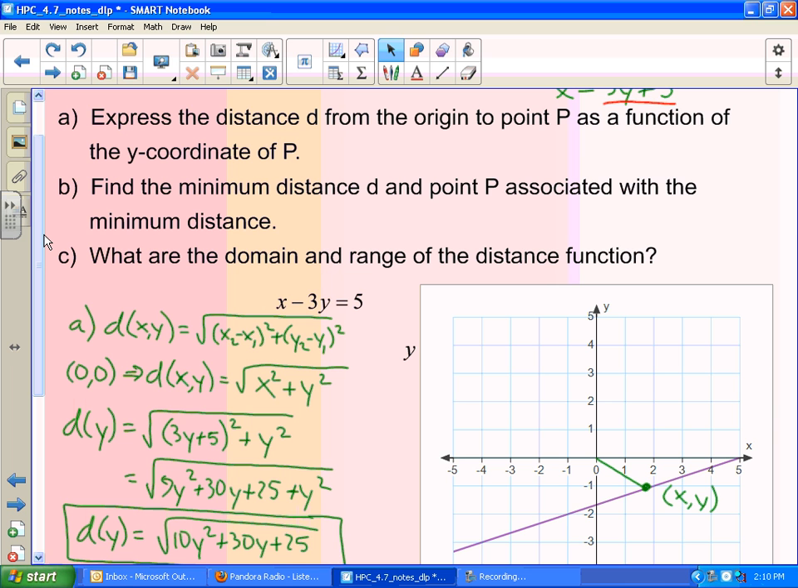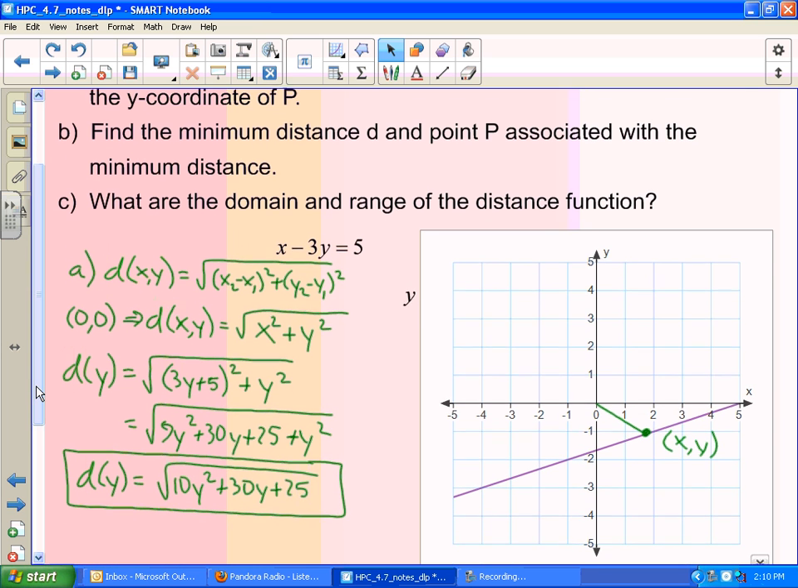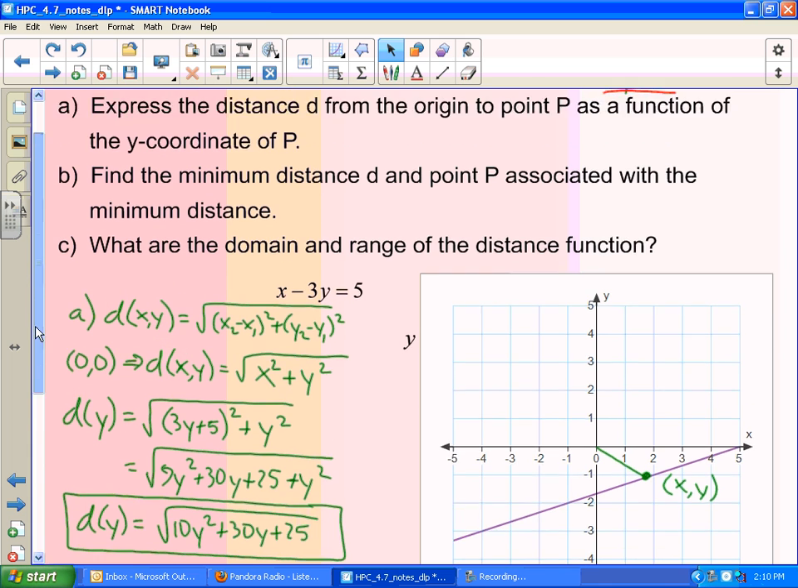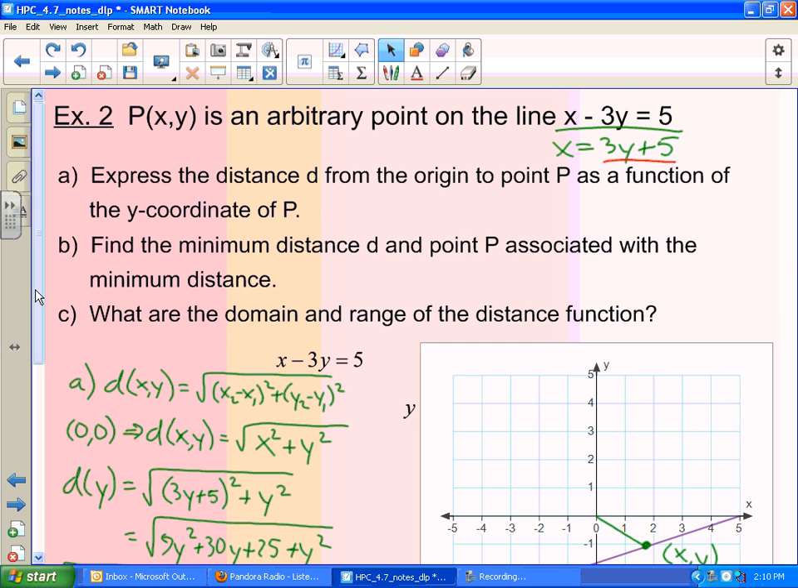Again, just distance to some arbitrary point. There it is. So we need to find a d of x. How come we didn't find the d of x? Because it said to find the distance as a function of the y coordinates. If it said find a distance as a function of the x coordinate, then what would I have done differently? I would have solved for y, plugged in those for the y values, and I'd have everything in terms of x's. All right, now we get part B.